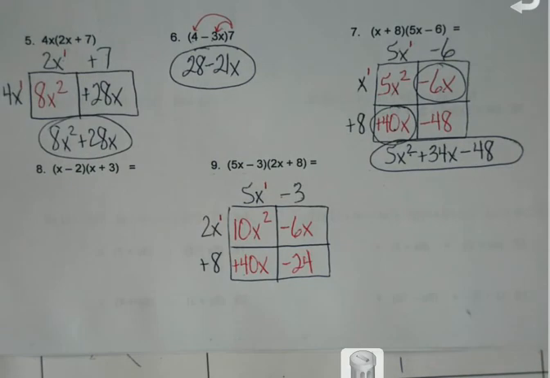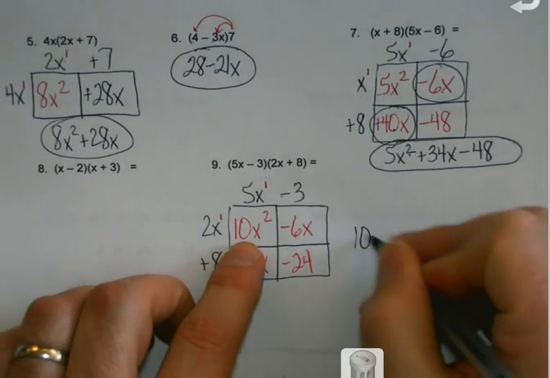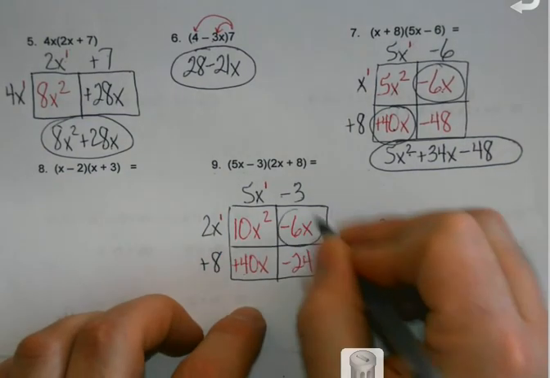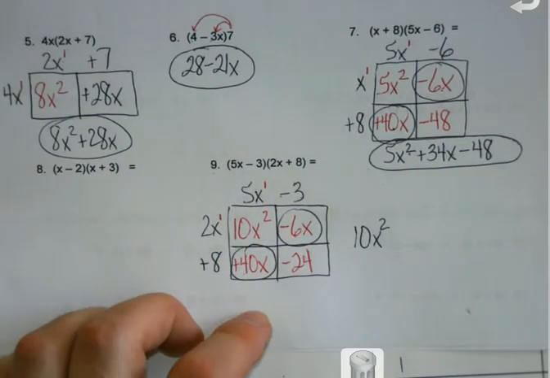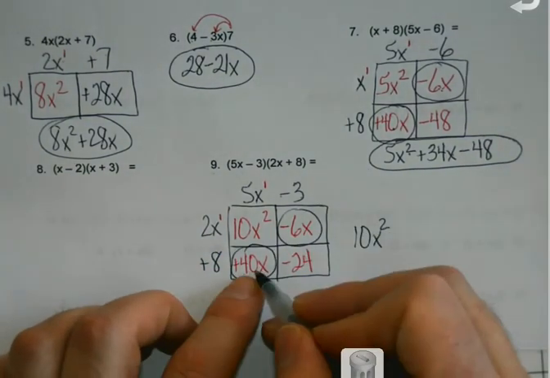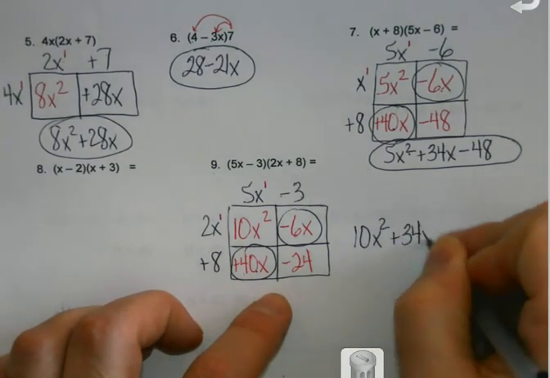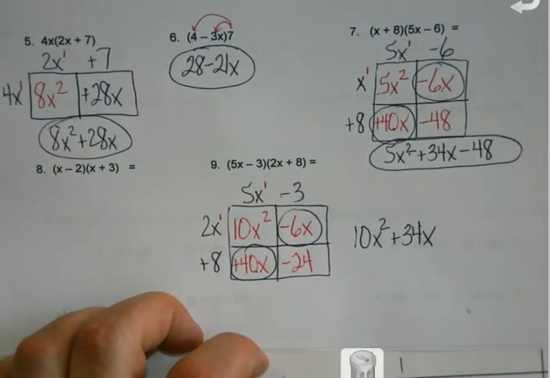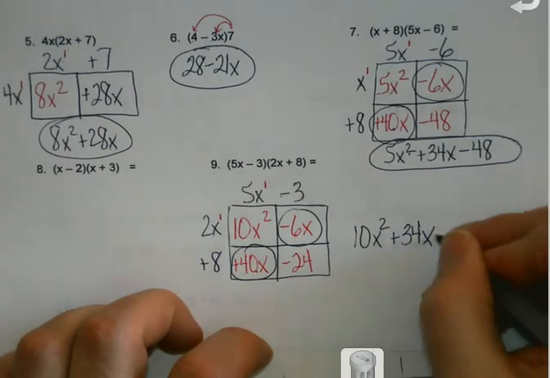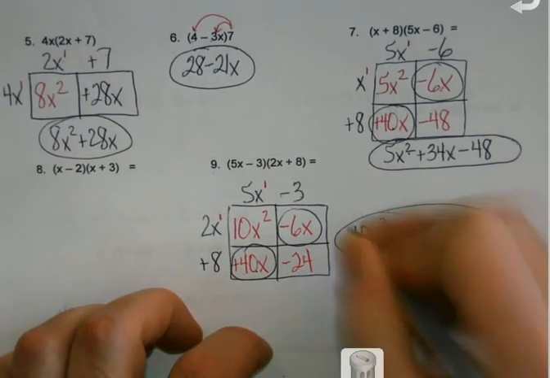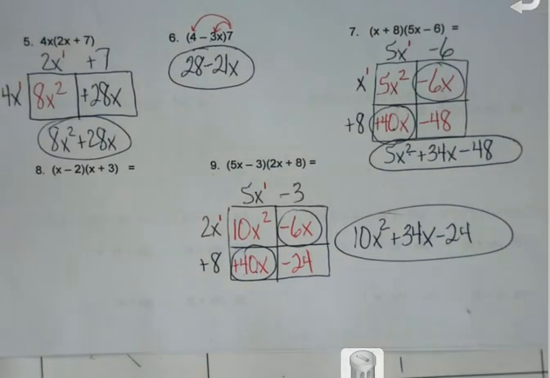And I start from the upper left corner, and I get everything I want. I got 10x squared. My diagonal will have the x's that I need. 40 minus 6 is 34. And then that minus 24 at the end. And I'm done. It's not like it's a terrible process. It's just remember I multiply to fill the box, and I just combine stuff that's alike. Nothing too terribly awful.